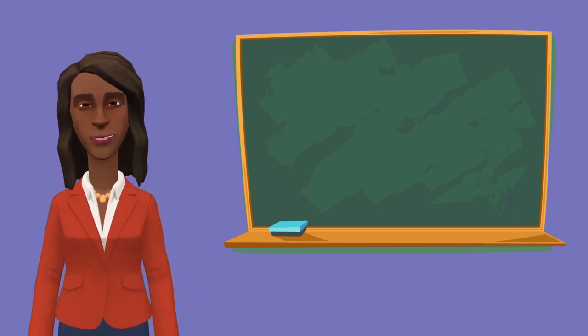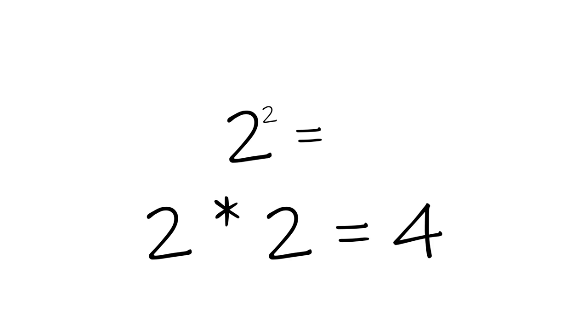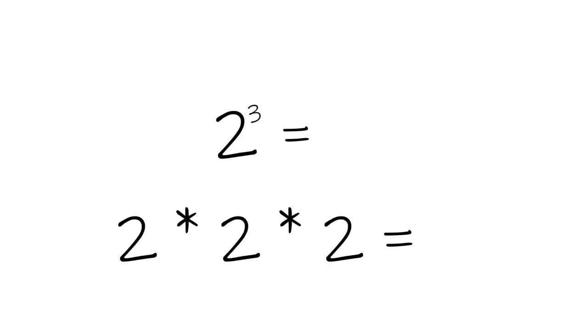So, in other words, 2 to the power of 2 is represented as 2 squared. This equals 2 times 2, which equals 4. You can do the same for 2 to the power of 3 or 2 to the third power. This gives you 2 times 2 times 2, which equals 8.